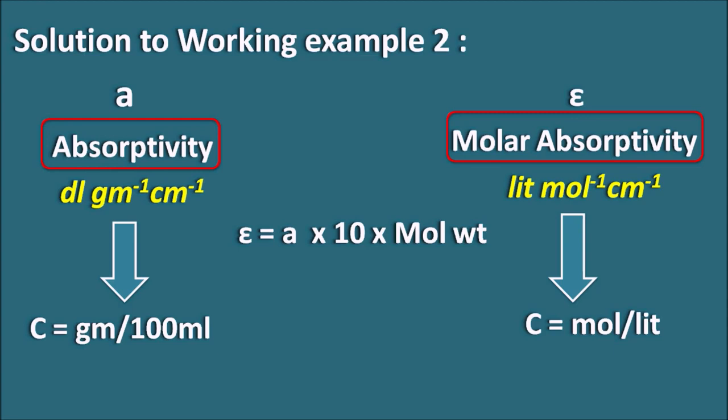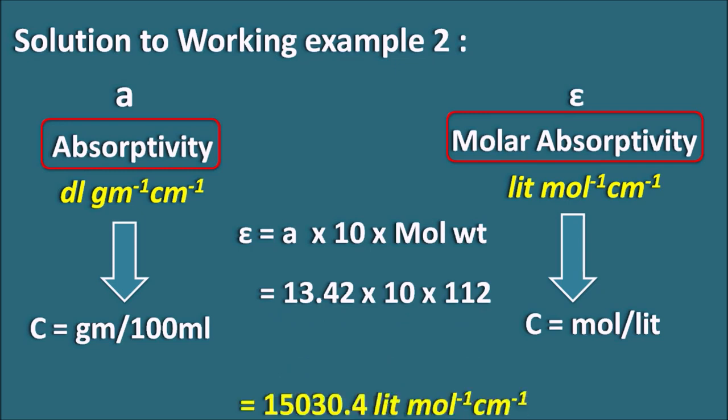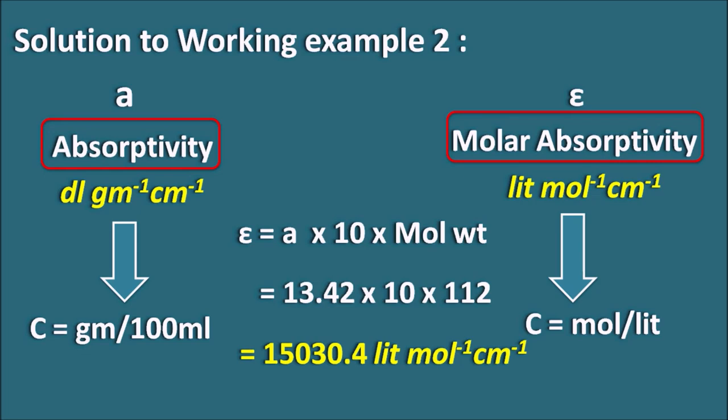Now substituting the values, it will be 13.42 into 10 into 112, which on calculation gives 15,030.4 liter mole inverse centimeter inverse. So these are a few of the examples of the calculations involved in UV visible spectroscopy by using the Beer-Lambert law. So that's for today.